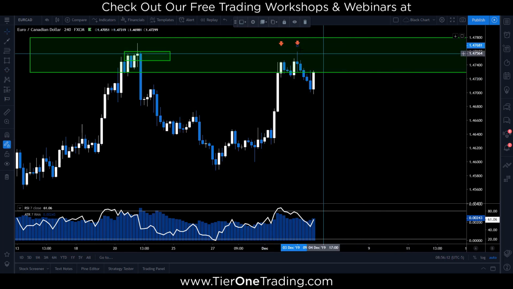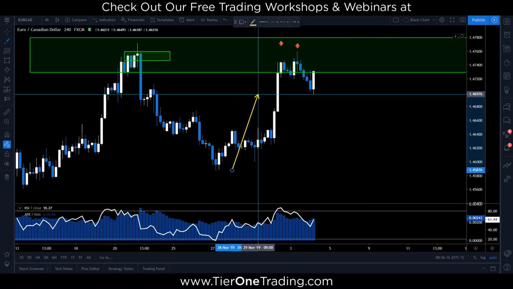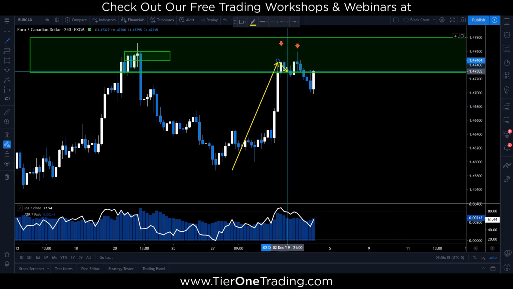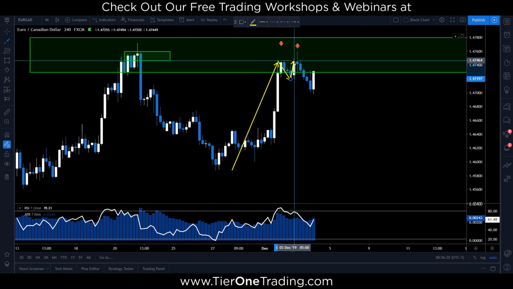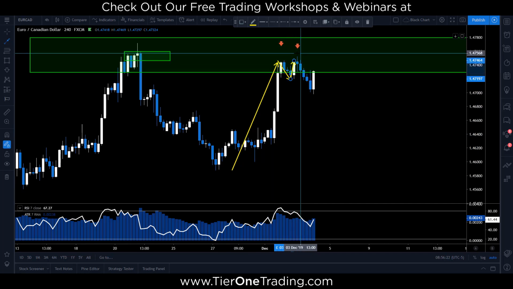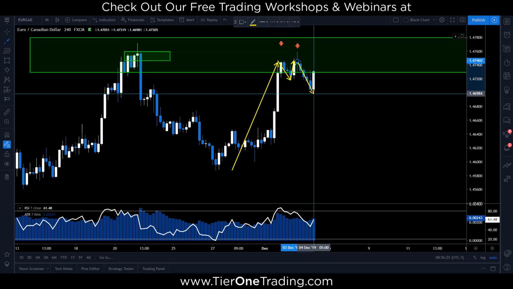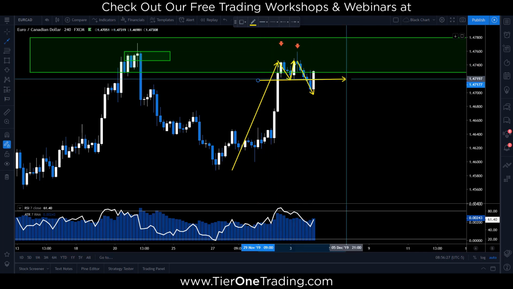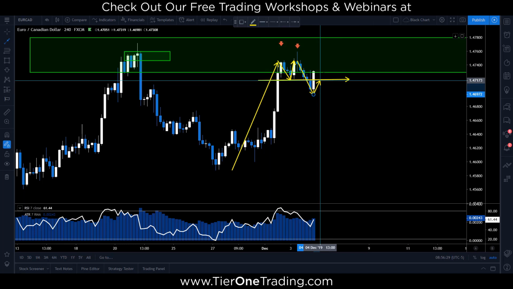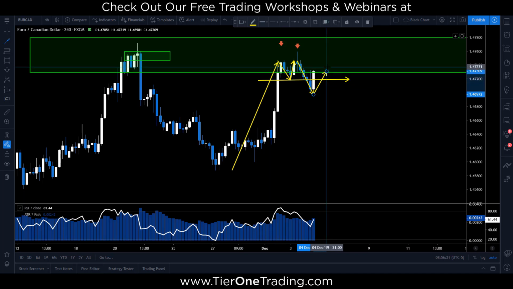We see a double top, right? Price action rallying up to a level. RSI going overbought. Slight retracement. Double top. Nice little test of our highs right here. And then we violated the lows, the V point of that double top. And now we're coming right back into previous structure.